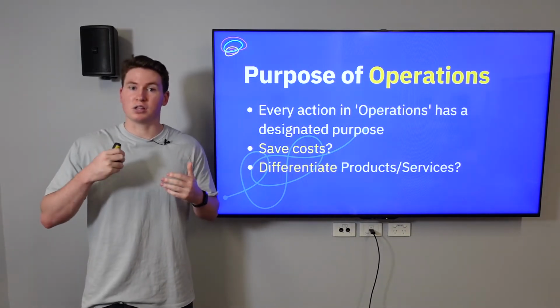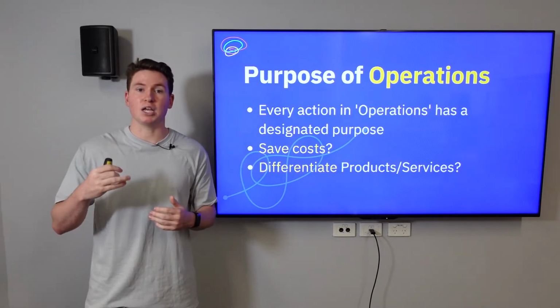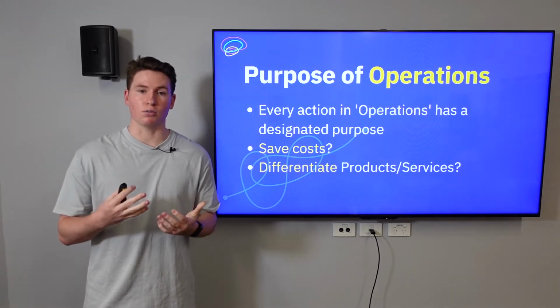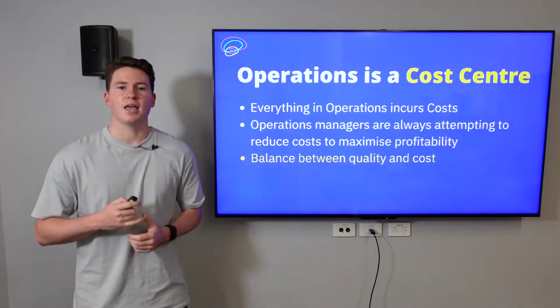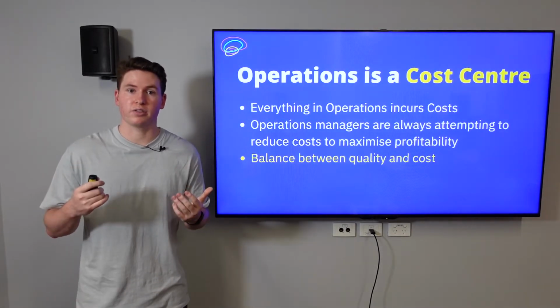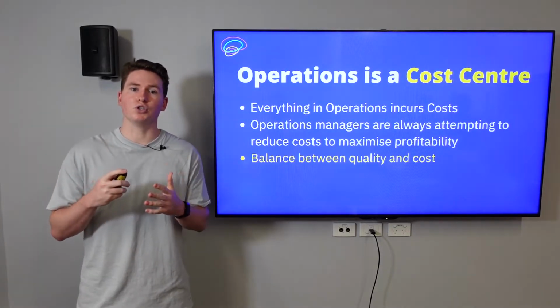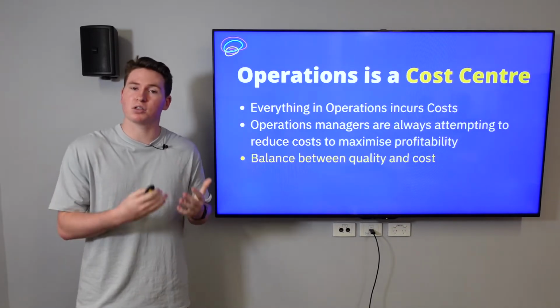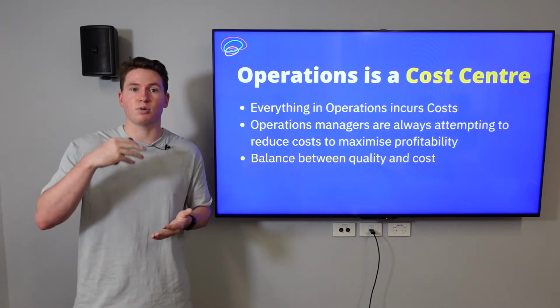Businesses might look to save costs through outsourcing or by procuring inputs from a cheaper source. A business may differentiate by introducing a new range of models or by introducing new technology which is groundbreaking and innovative. Everything in operations incurs costs. That's why it's known as a cost center. So it's the role of operations managers to reduce costs in order to be more price competitive, which means if their costs are lower, they can reduce their price and consumers are going to respond to the product more favorably.